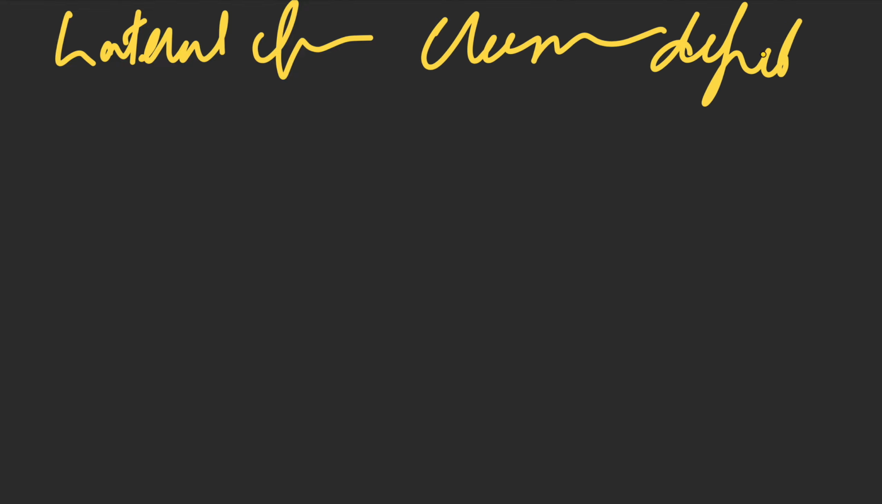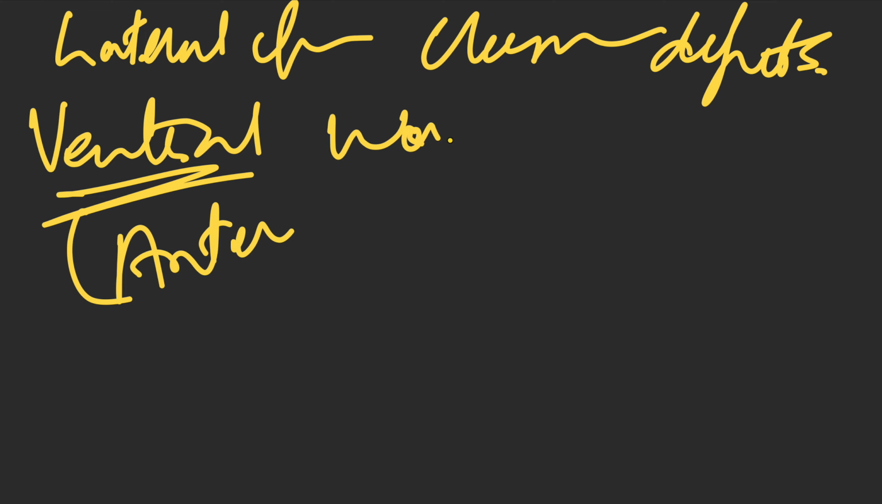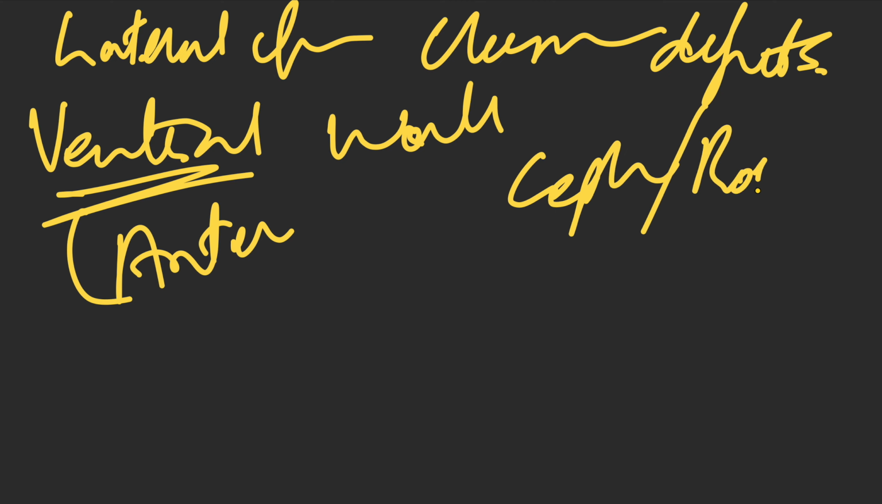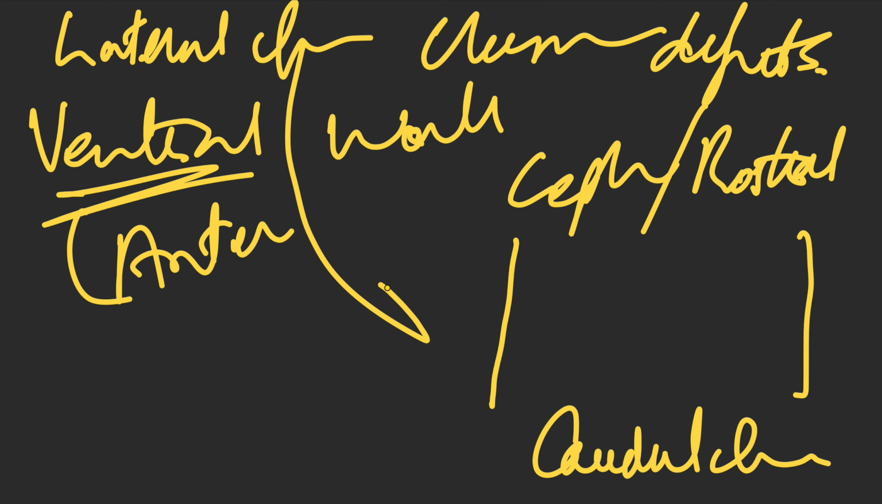Okay, so now let's talk about some lateral fold closure defects. In those, what do we really have? Generally we're looking at the ventral. So first of all, let's go back a point. We are looking at ventral wall defects. What does ventral mean? Ventral means anterior wall defects. So what comes anteriorly? You have cephalic, which is also known as rostral fold defects. You have caudal fold defects, and also you got these lateral fold defects, which I mentioned up top.